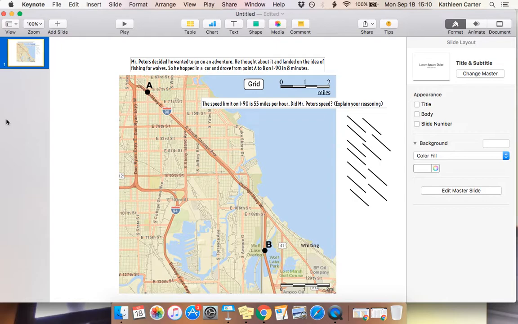Mr. Peters decided he wanted to go on an adventure. He thought about it and landed on the idea of fishing for wolves, because we're going to Wolf Lake. So he hopped in a car and drove from point A to B on I-90 for 8 minutes. I-90 is an interstate highway, and the speed limit on I-90 is 55 miles per hour. Did Mr. Peters speed? If we know we need distance, time, and speed, we're missing some information right now. We have a time, 8 minutes. We have a speed that we would like to compare it to, 55 miles per hour, but we need to know what Mr. Peters was actually doing.